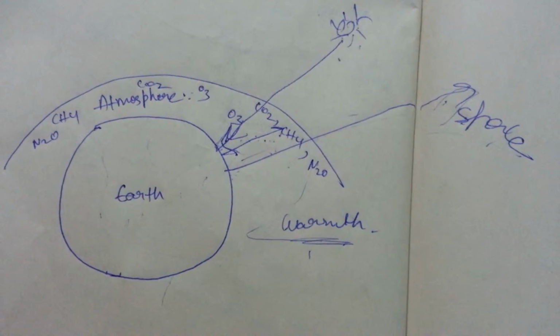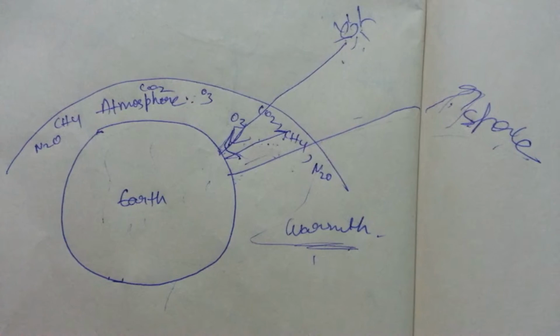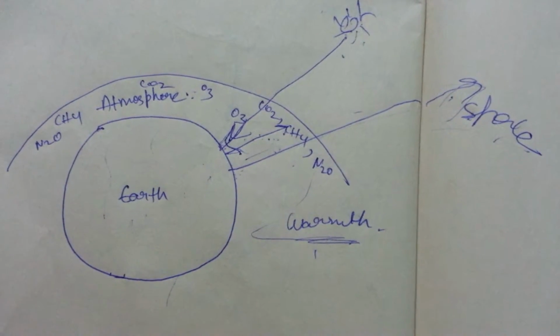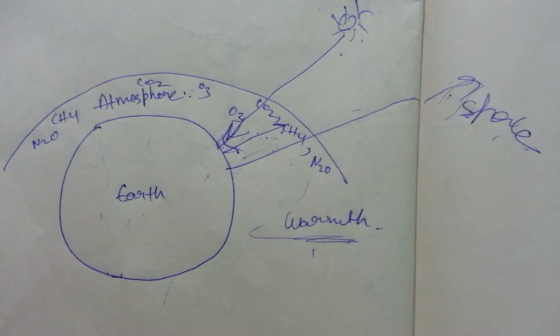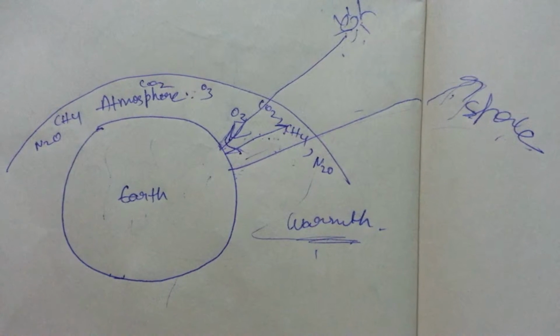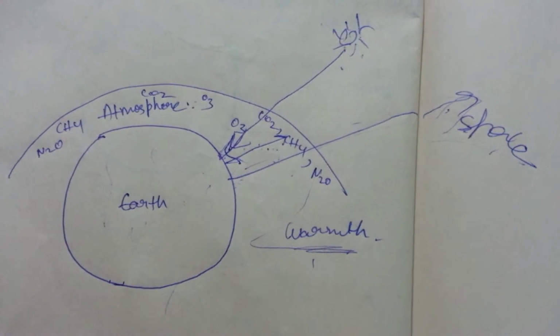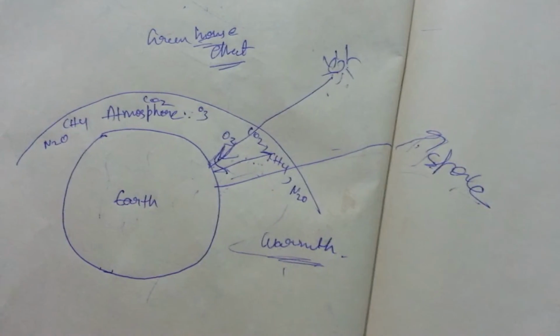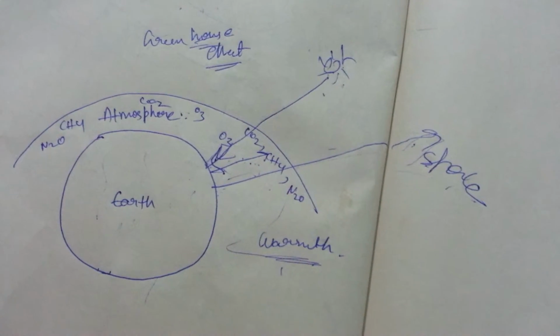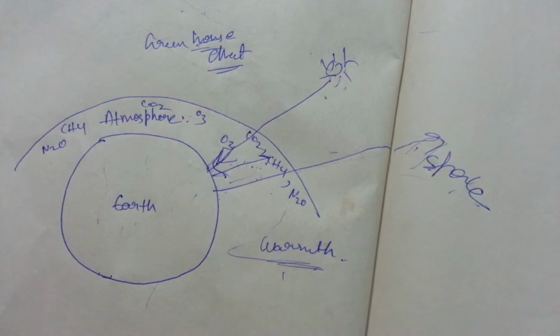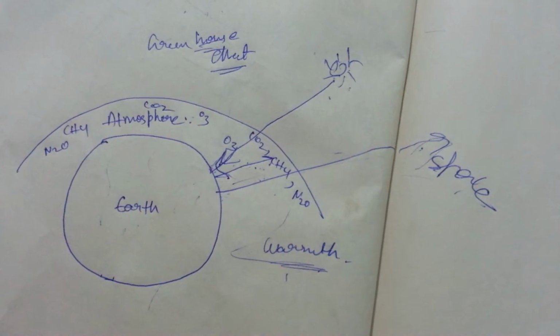The greenhouse effect was first observed by Joseph Fourier in 1824. The greenhouse effect of Earth is also called the blanketing effect of Earth or the atmospheric effect of Earth. The greenhouse effect is a good thing, but why are we saying that it's problematic?